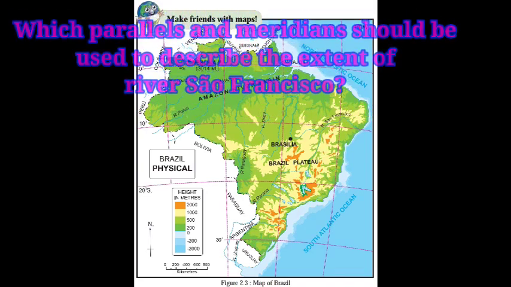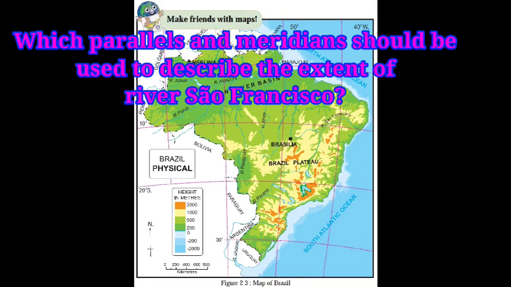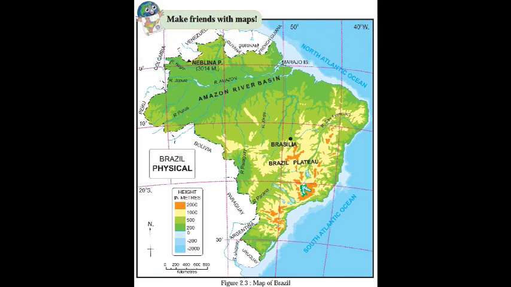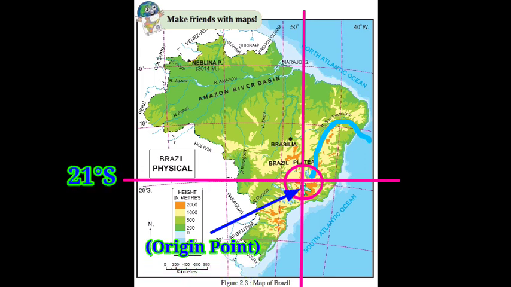Question number 5. Which parallel and meridian should be used to describe the extent of river São Francisco? We learned that while describing a linear feature, we need to consider the parallels and meridians of their terminal points. Let's see the exact extent of river São Francisco. So you can see in the figure, this is the exact extent of river São Francisco. The origin point is located at 21 degree south parallel and 47 degree 30 minutes west meridian.